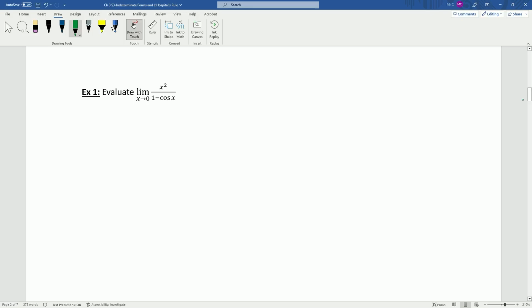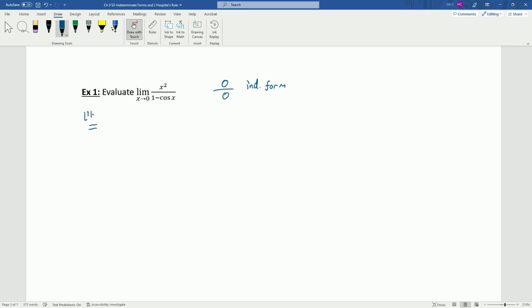So, as I said before, we always want to check that these are indeterminate form so that we don't evaluate this incorrectly. So here I see the limit as x approaches 0 of x squared over 1 minus cosine of x. Okay, when I plug in 0, I get 0 over 1 minus 1, which is 0. So this is 0 over 0 indeterminate form. We'll just put a little note acknowledging that.